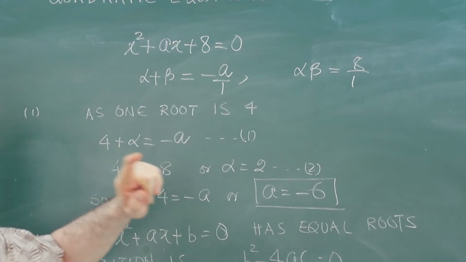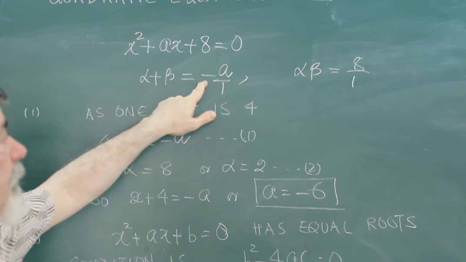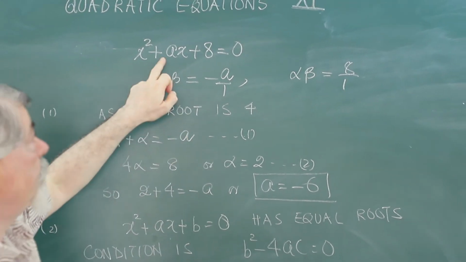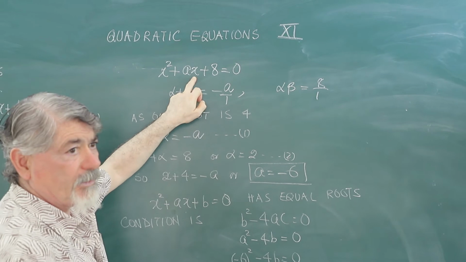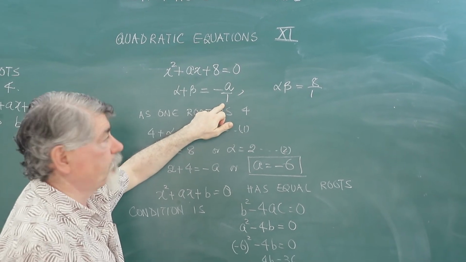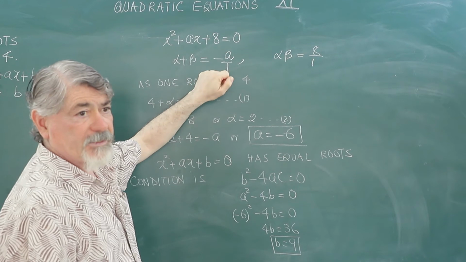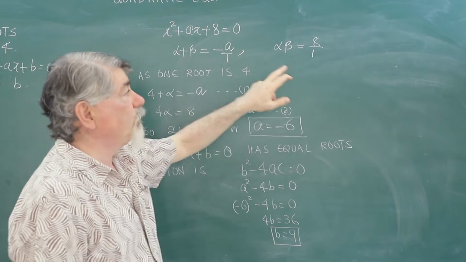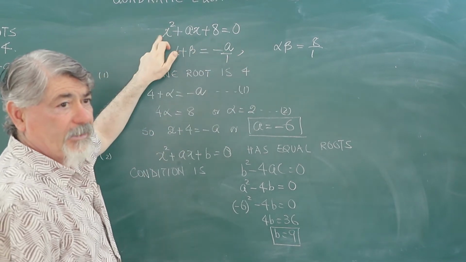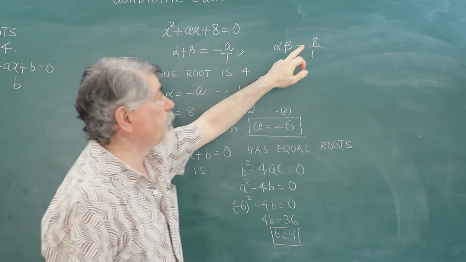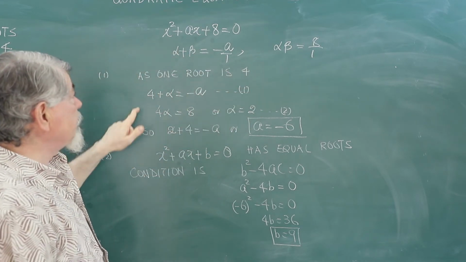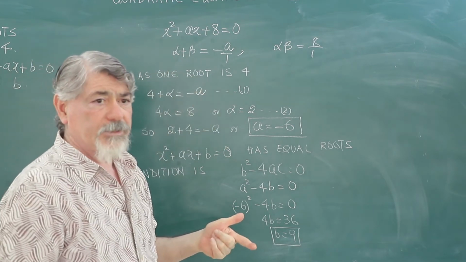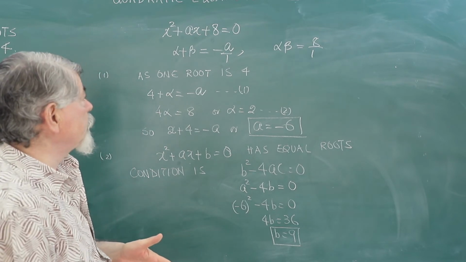So if alpha and beta are the roots, then alpha plus beta will be minus b upon a. Minus b means minus the coefficient of x, which is a here, upon the coefficient of x square, which is 1. So alpha plus beta is equal to minus a. Alpha beta is c upon a. C is the absolute term, which is here 8, and a is the coefficient of x square, so 8 upon 1. And he says one of the roots is 4. So that means out of alpha and beta, one of the roots is 4.